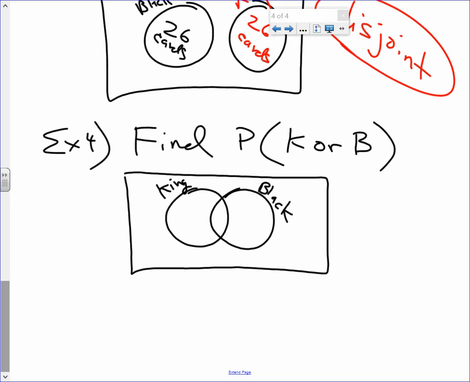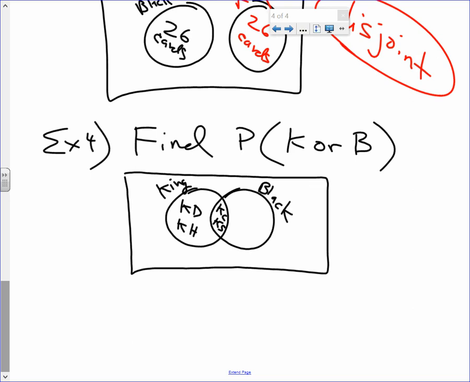Exactly. So the middle here would be those king cards that are both king and black, and there's two of them. It's a king of clubs, I'll put KC, and a king of spades. Two of them. Right here would be the king of what? There's two more kings that are not black. Which ones would they be? King of diamonds and a king of hearts.